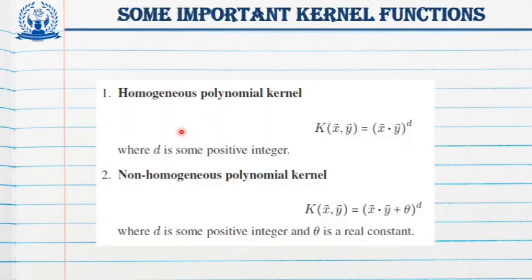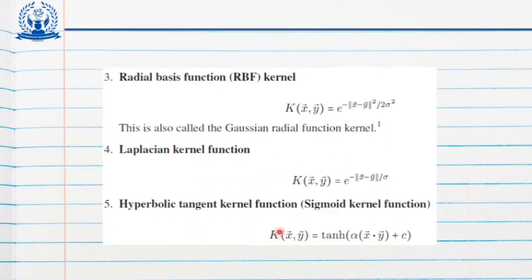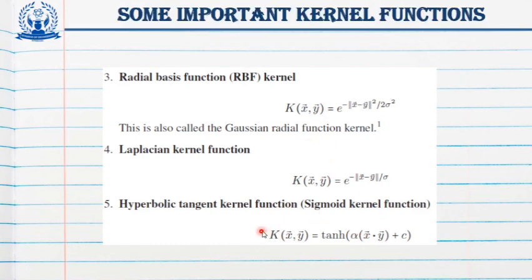You are asked to write the important kernel functions. The homogeneous polynomial kernel is defined like this, where d is a positive number. The non-homogeneous polynomial kernel is defined like this. Then we have the RBF, radial basis function kernel, which is called a Gaussian radial function. Another kernel function is the Laplacian kernel function, and the next one is the hyperbolic tangent kernel function, otherwise known as the sigmoid kernel function. You have to learn all these equations by heart. Actually, this is a very important question.